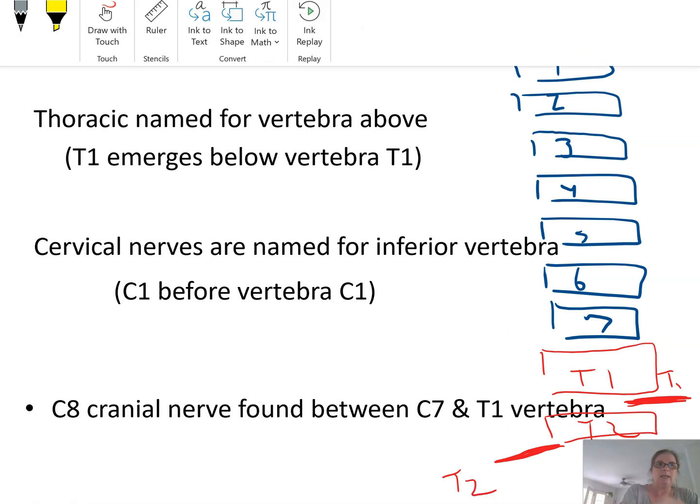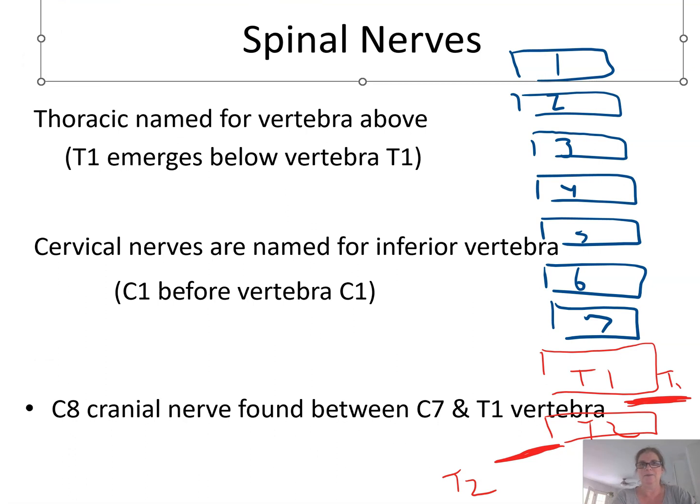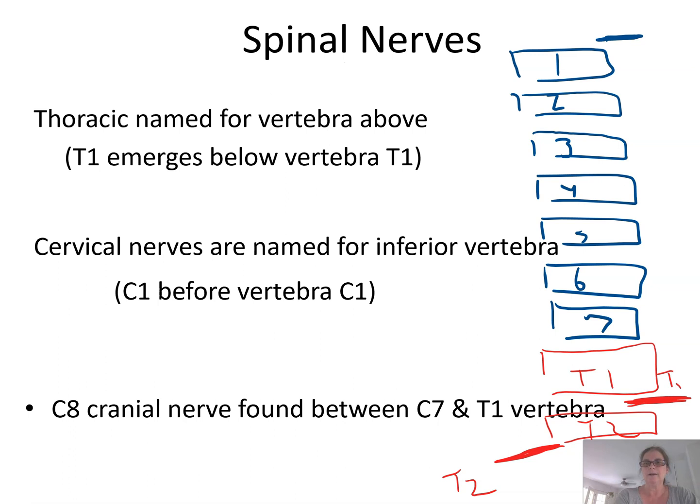If we look at the cervical nerves, they're named for the vertebra below. So if I'm looking at C1, that's here, because remember, up here are going to be my occipital condyles. And then that would be C1, C2. And so if I look at my nerve, something interesting happens.